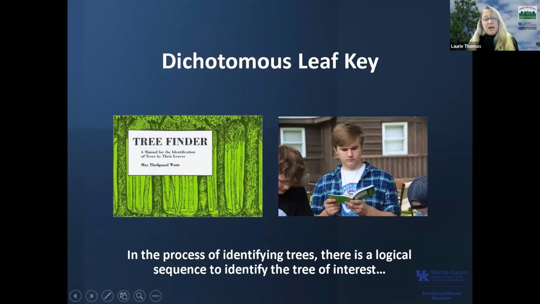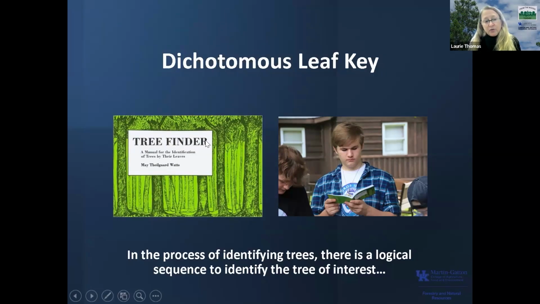I'm going to talk about this little guy right here, the tree finder, which is a dichotomous leaf key. So it's looking at the leaves of the tree and asking you questions. You look at characteristics, answer those questions, and move on to the next set of questions, eventually taking you to that species.